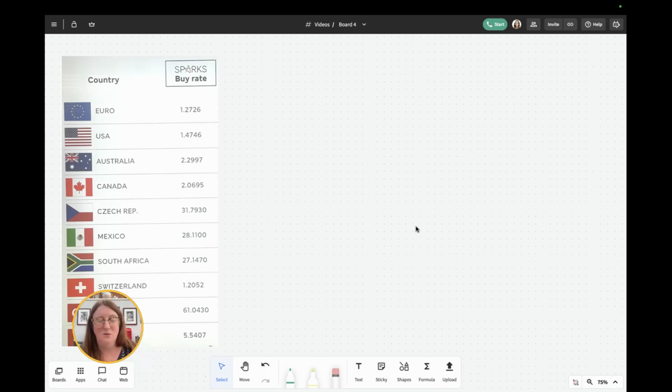This was on one of the boards, the picture above me. It's a list of currencies and their values. Currency conversions is a real-life skill. It comes up anytime that you're going to travel abroad because we need to turn the currencies of our location into the currency of where we're travelling to.